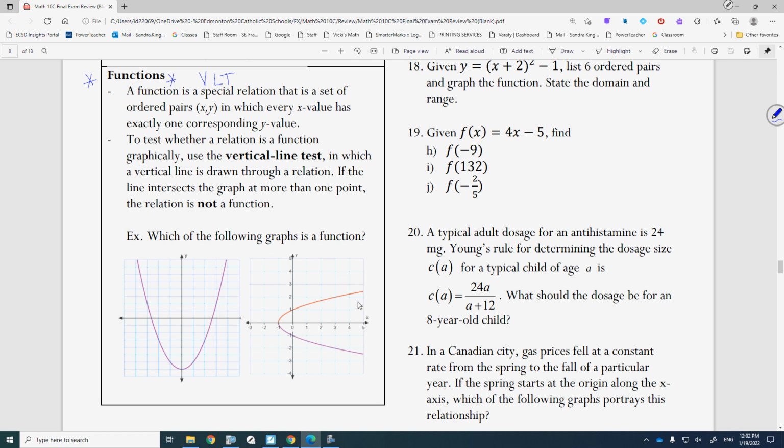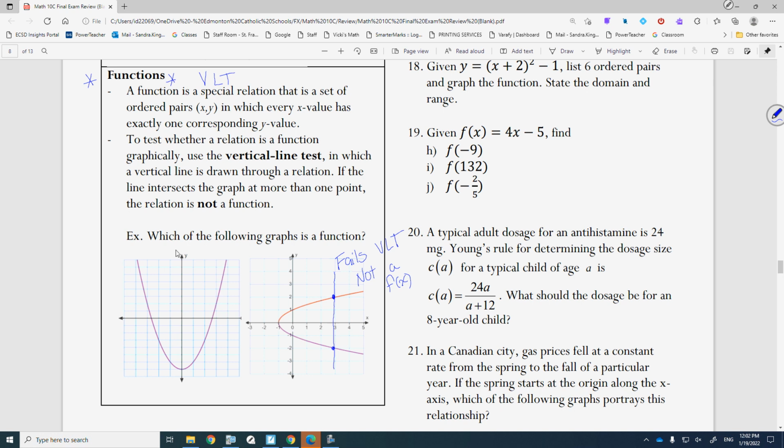If your graph cuts through the vertical line at more than 1 point, so in this second graph, it cuts through at more than 1 point, this graph fails the vertical line test. Therefore, this graph is not a function. And I'm just going to shorthand function by writing f of x. It's not a function. It's a relation, right?